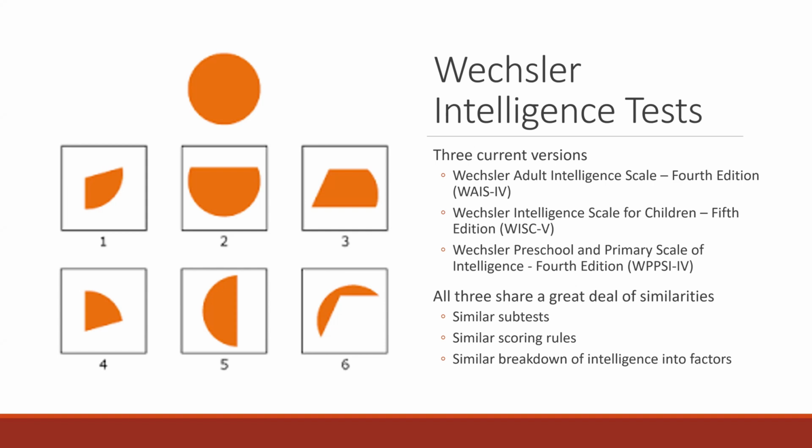And so we have three versions of the Wechsler tests. We have the WAIS, which is the Wechsler Adult Intelligence Scale. We have the WISC, which is the Wechsler Intelligence Scale for Children. And we have the WPPSI, which is the Wechsler Preschool and Primary Scale of Intelligence. They're broken up into these three tests so that they can cover a broad age range. But they're structured very similarly. They have very similar subtests. They're scored in a very similar way. And they break down intelligence into very similar factors, such as verbal reasoning, fluid reasoning, processing speed, things like that.